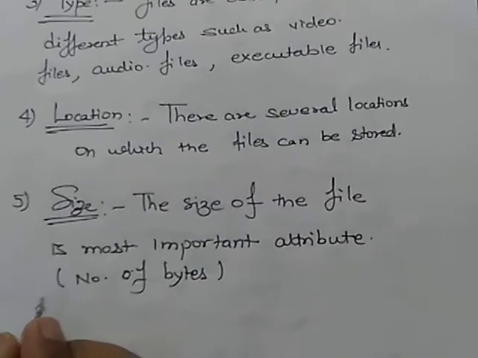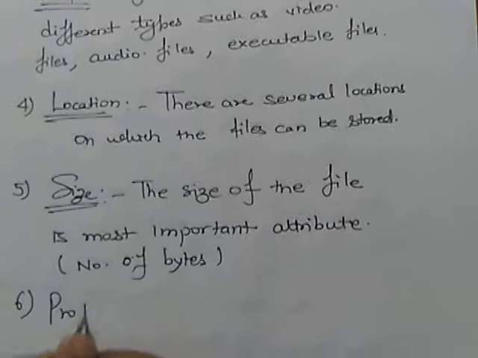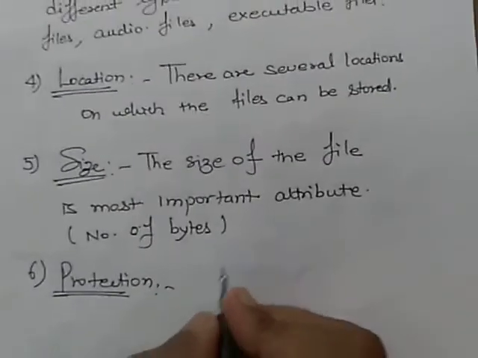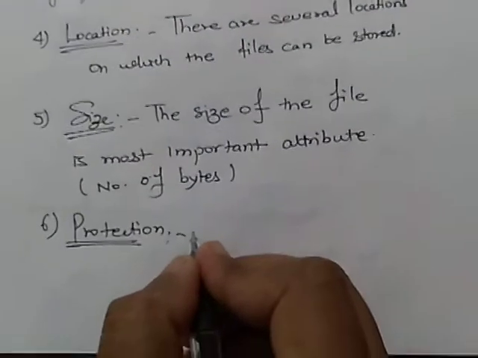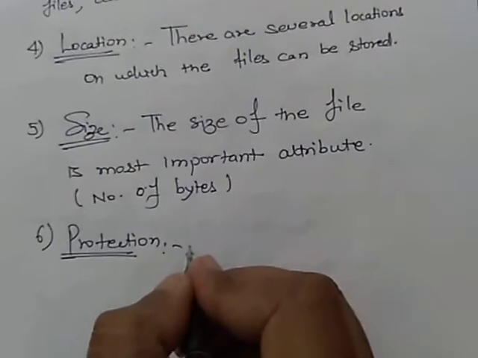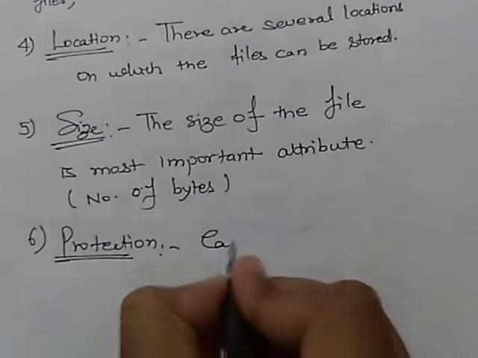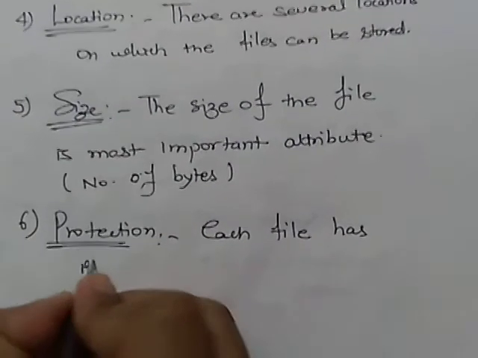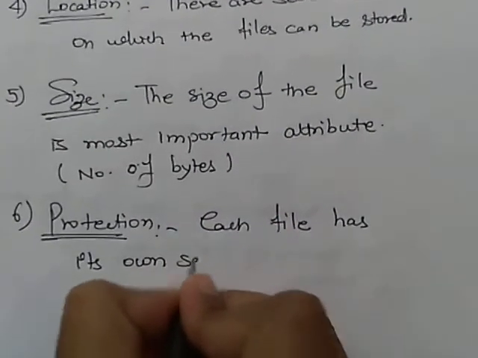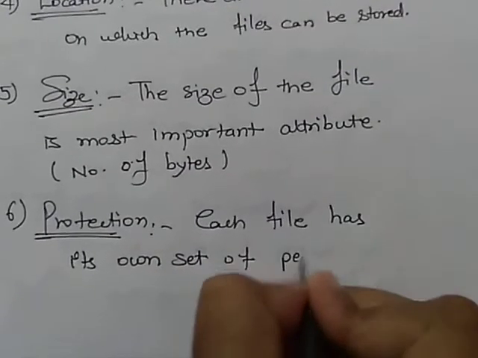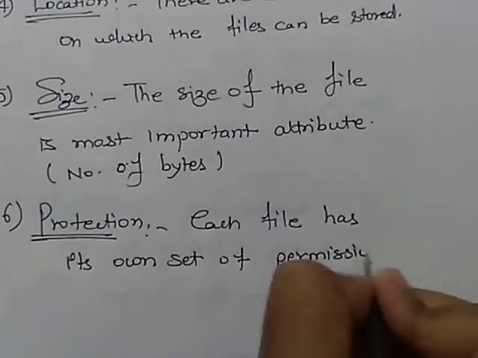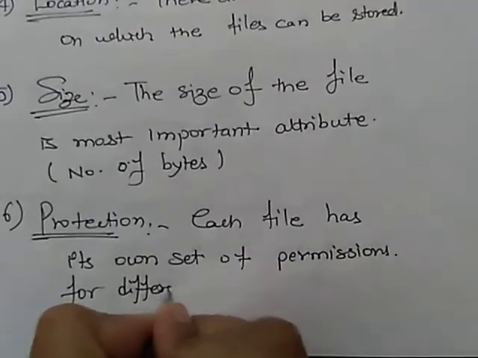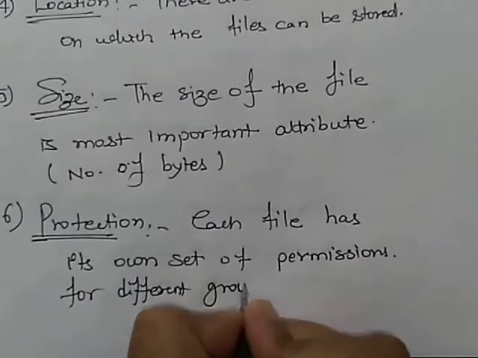At last, we have protection. Now the admin of the computer may want to give different protection to the different files. Therefore each file has its own set of permissions for different groups. So these are the attributes of a file.